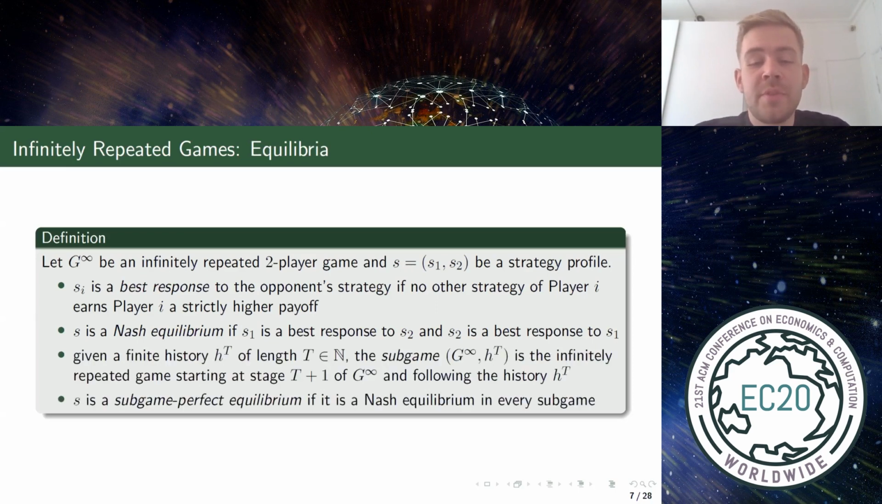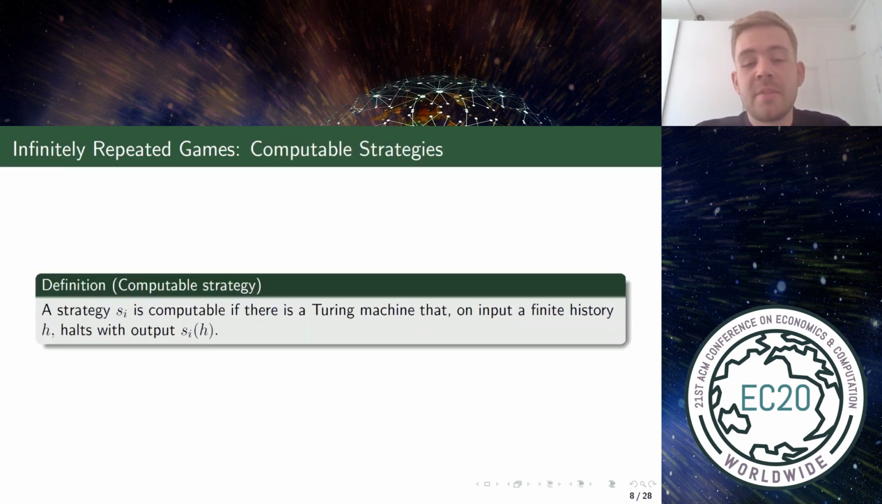A Nash equilibrium is subgame perfect if it is a Nash equilibrium in the infinitely repeated game following any possible finite history. This way we ensure that the strategies forming an equilibrium involve only credible threats. And the last missing piece is the definition of a computable strategy. We say that a strategy Si is computable if there is a Turing machine that computes it, that is, on any binary input representing a finite history h, halts with the binary output representing the next action played by player i.